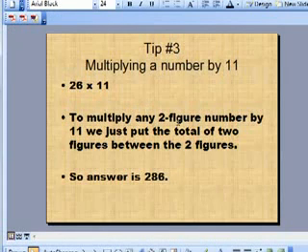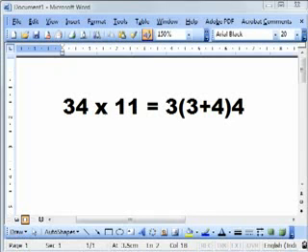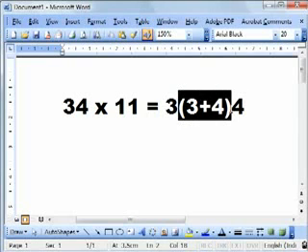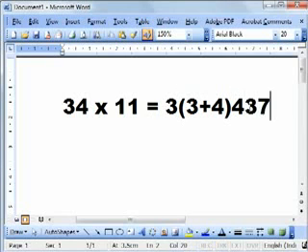So this is what is actually meant by that rule. To multiply two figure number by 11, we just put the total of two numbers between two figures. That is what we have just done. So we just put the total of two numbers in between these two numbers. That's it. So the answer is 374.